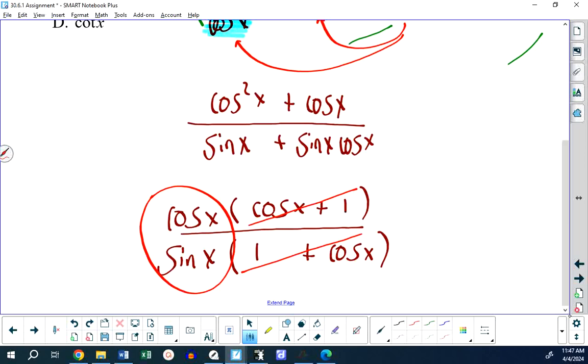After factoring that cos x plus 1 out of the top and the sine x out of the bottom, these two binomial factors cancel, and you're left with cosine of angle x over sine of angle x, which is tangent of angle x.